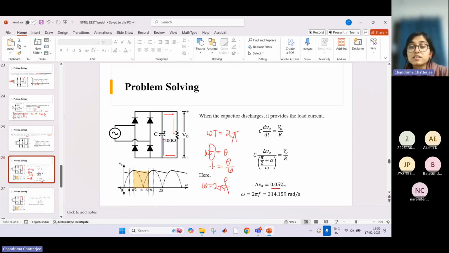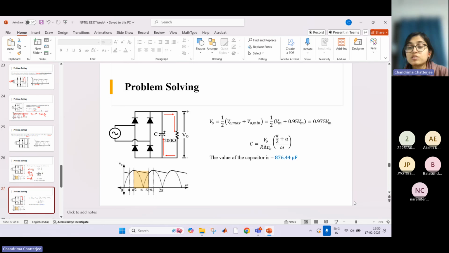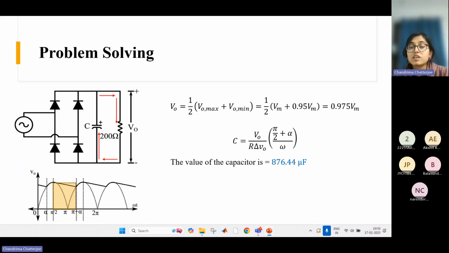Another thing is we need the value of V naught, right? The average output voltage. What will be V naught? V naught is half of V max plus V min. So this is V max and this is V min. V max is Vm obviously, and V min is 0.95 Vm. So V naught also we have 0.975 Vm.